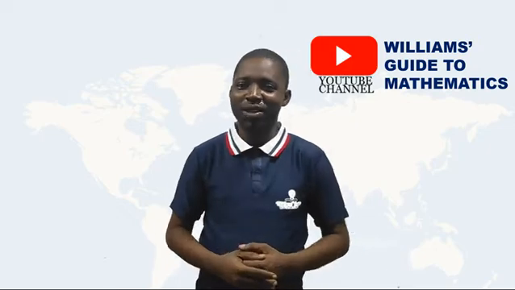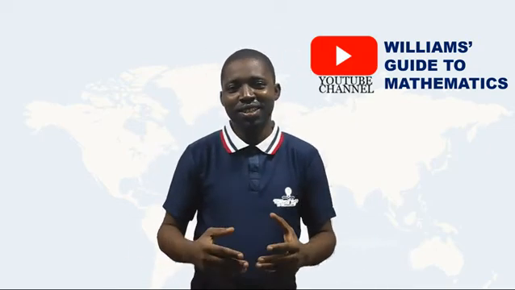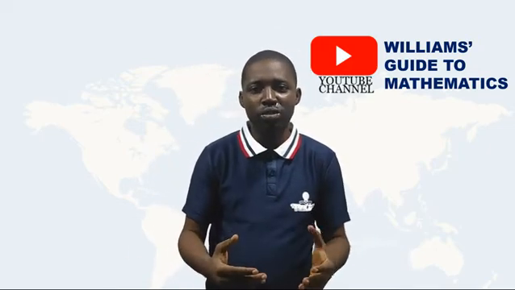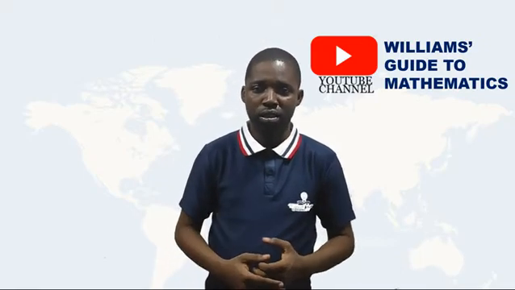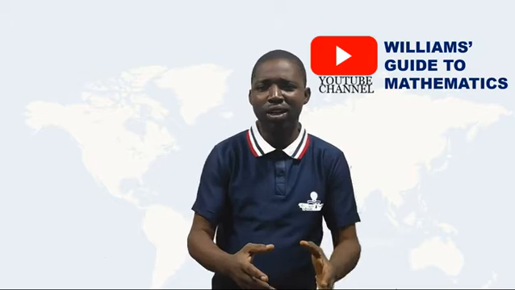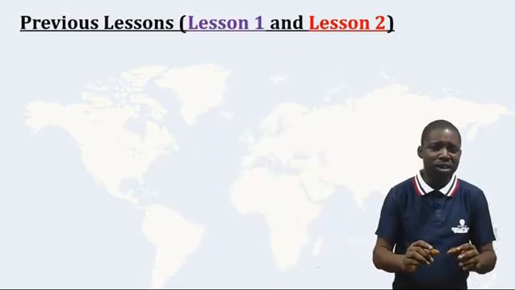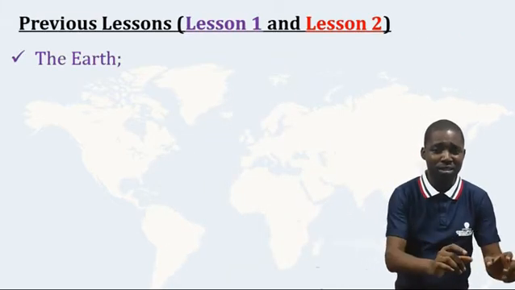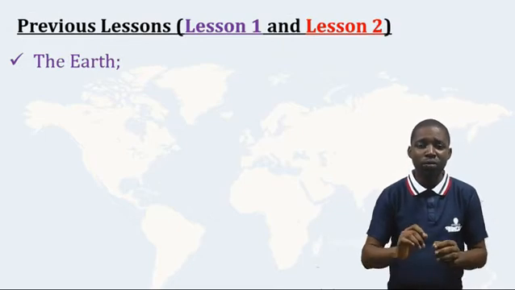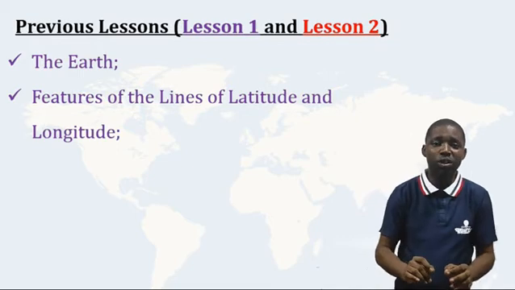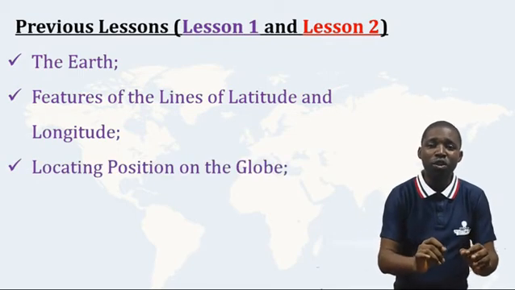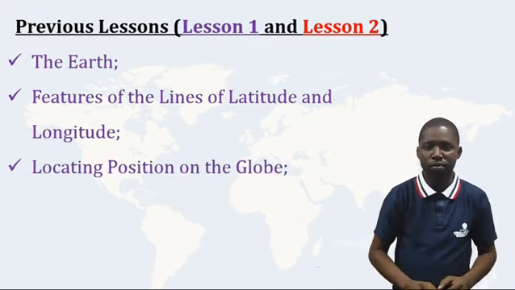Another edition of William's Guide to Mathematics. We've been talking about latitude and longitude, and that is exactly what we will continue with today. But we've had 2 lessons on latitude and longitude. In our first lesson, we talked about the Earth. We also talked about features of the lines of latitude and longitude. And finally, we talked about how to locate position on the globe.